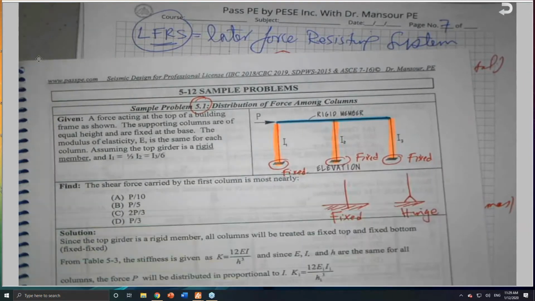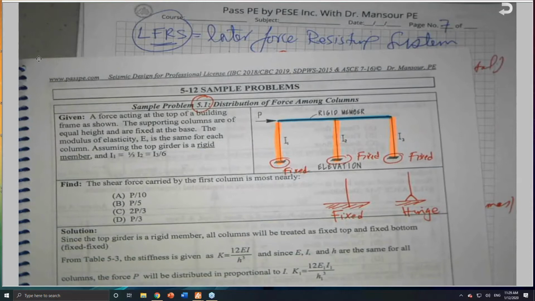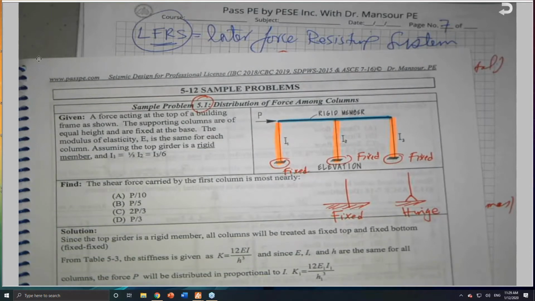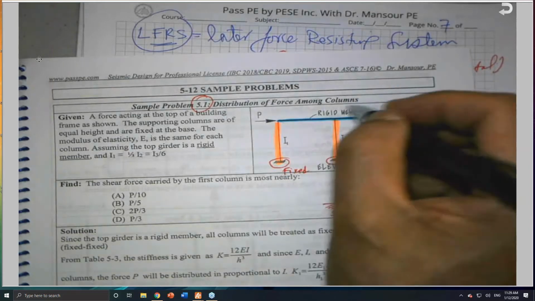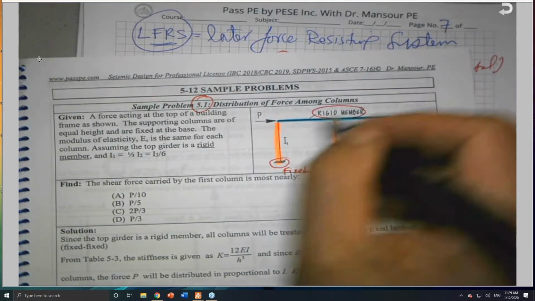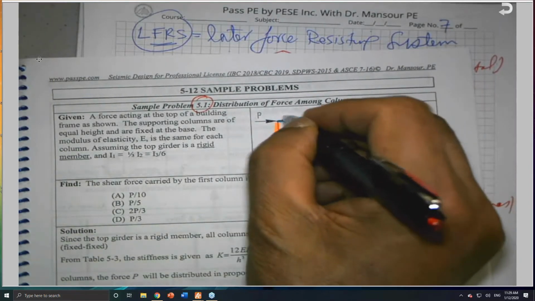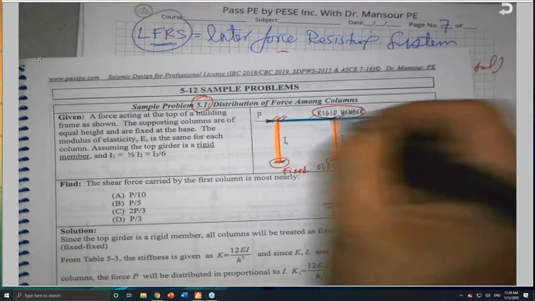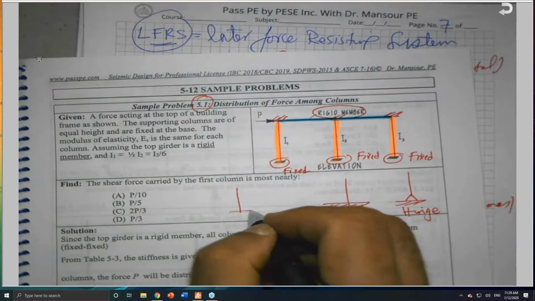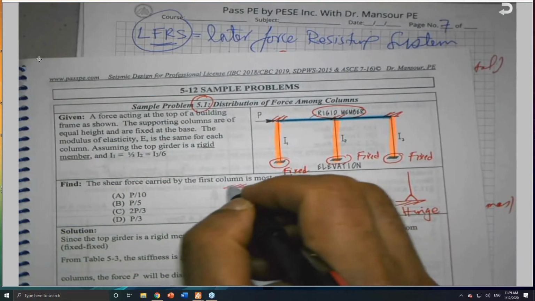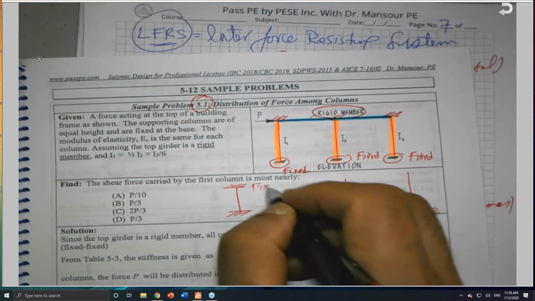What about at the top? How do I know the column is fixed or hinge at the top? Based on what the member is connected to. If they are saying this is a rigid member, that means that this is also fixed. So I need you to remember this statement. They mentioned rigid, that means fixed. That means that all these columns are like this. Fixed, fixed.